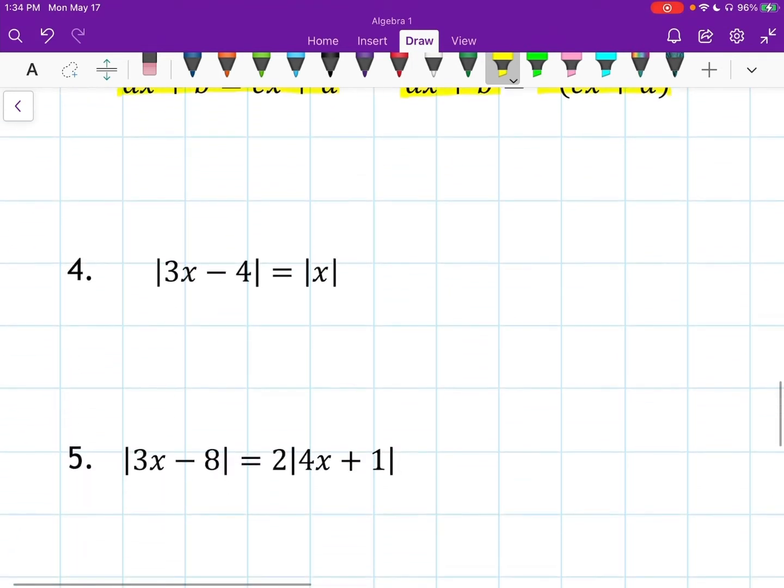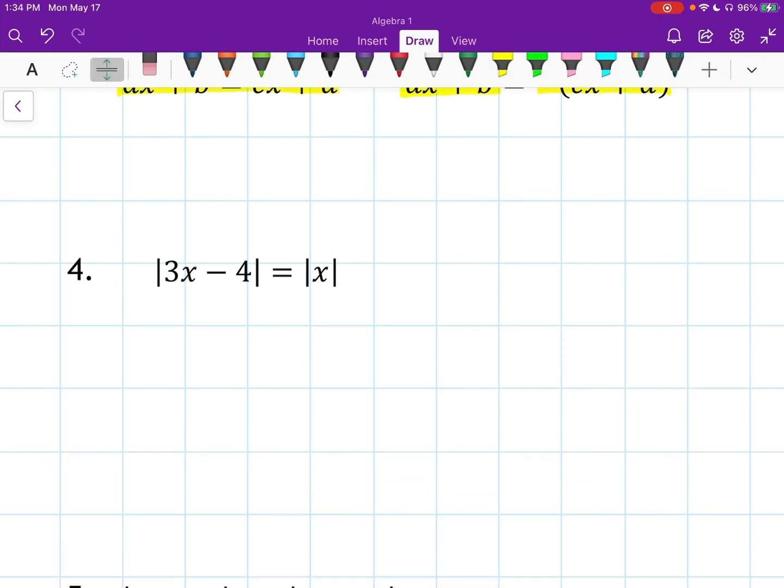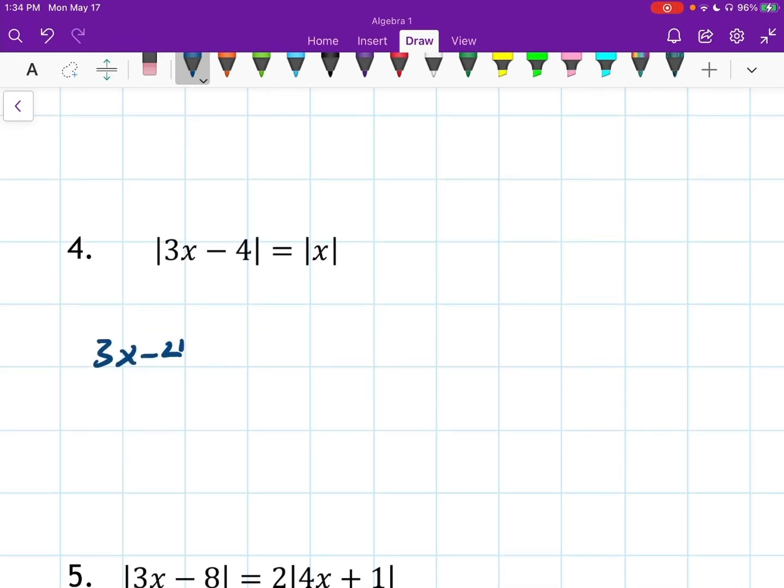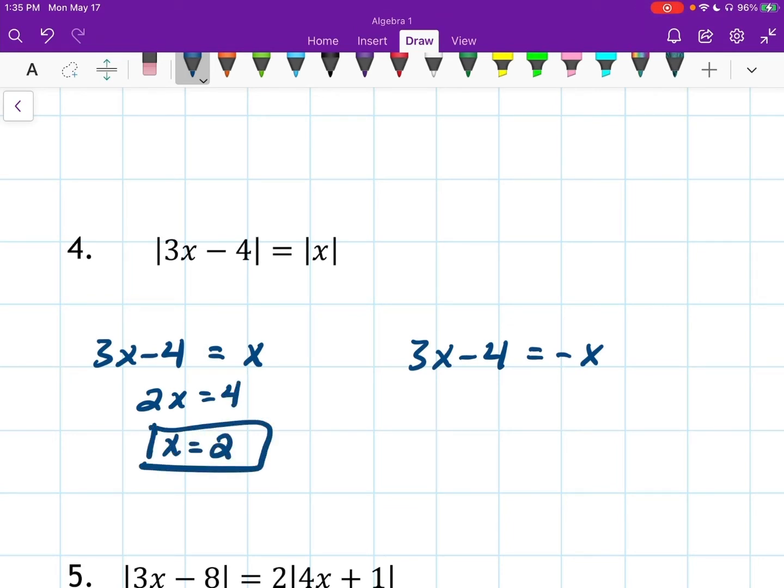So let's look here. Number 4. We have absolute value bars on both sides. So on the left side, 3, oops, I need to drop my absolute value bar. 3x minus 4 is x. And then we're also going to have 3x minus 4 is negative x, right? So here on the left, we could solve this, and we'd have, well, 2x is 4, so x is 2. On the right side, we could solve this, and we'd have 4x is 4, so x is 1.